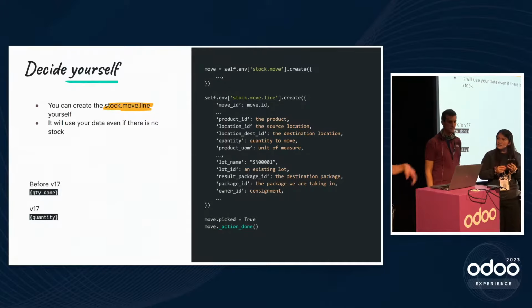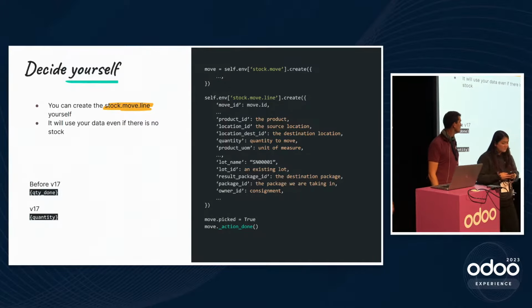Yeah, just look at the fields of stock move line. If you put the product in a package, you will set the result package ID. And if you unpack the goods, you set the package ID and nothing in the result package ID.